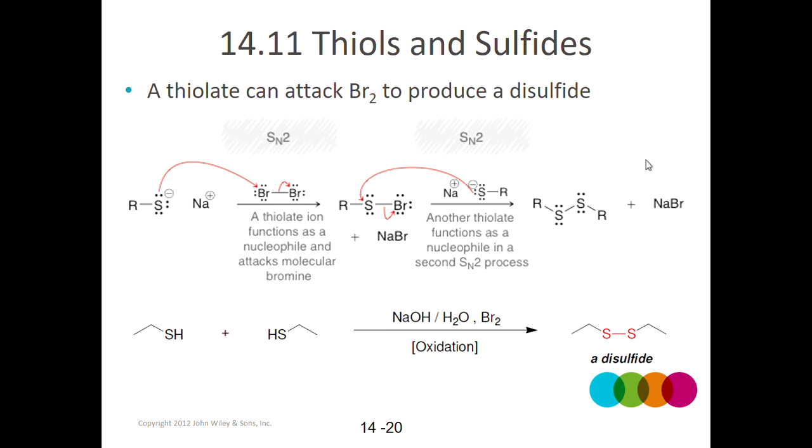So there's also something called a disulfide. I'm not going to spend a lot of time on this. I probably won't ask you about this mechanism, and I don't think I even included this set of reagents on the list of reagents that I recently added to your formula sheet.